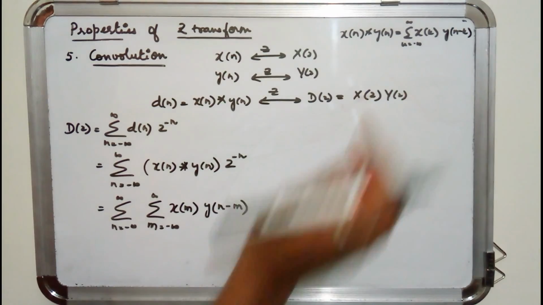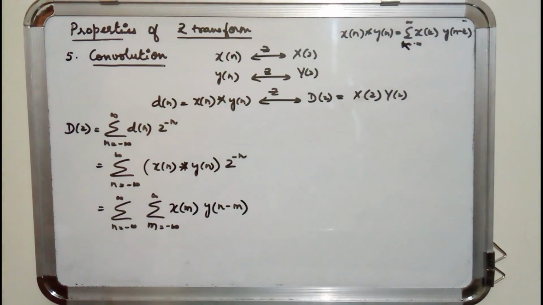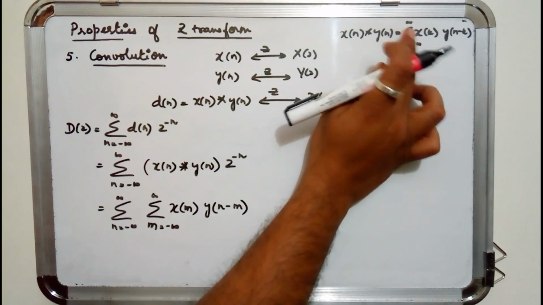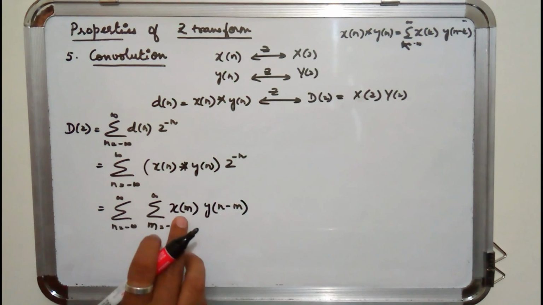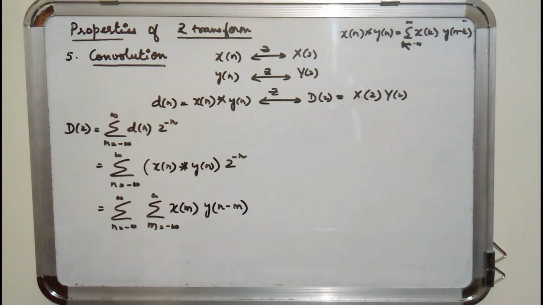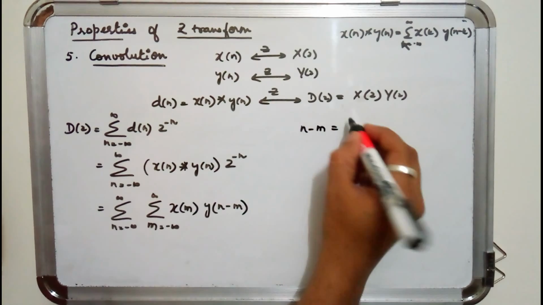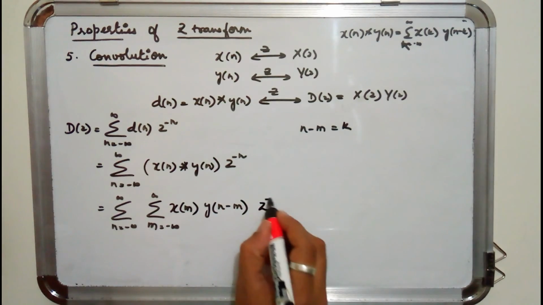So this is k, the summation is on k, because convolution of x of n and y of n is summation k is equal to minus infinity to infinity x of k into y of n minus k. So here also it will be summation on some other variable m is equal to minus infinity to infinity x of m into y of n minus m. Now I will replace n minus m by some other variable, that is k, and you have one more term here, z power minus n.